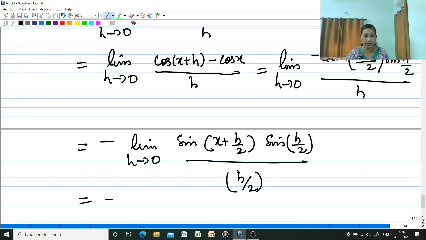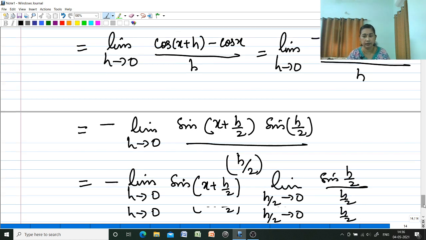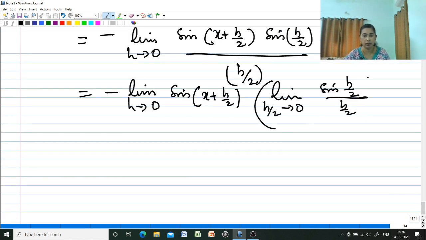Then remaining minus, separately we can give the limit, h tends to 0, sine of x plus h by 2, into limit h by 2 tends to 0, sine h by 2 by h by 2. And this part is 1. So the answer will be minus sine x, because if you are giving h as 0, the remaining answer will be minus sine x.